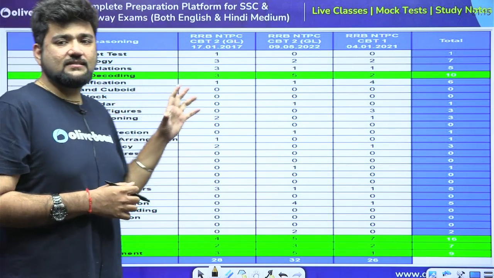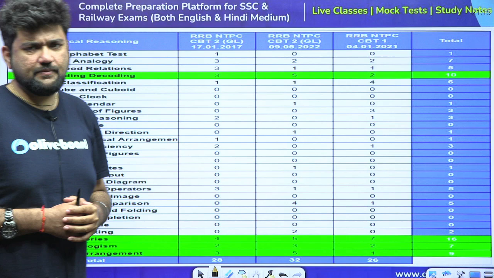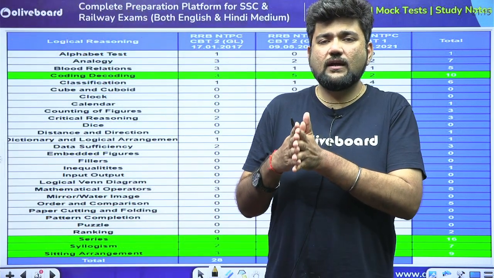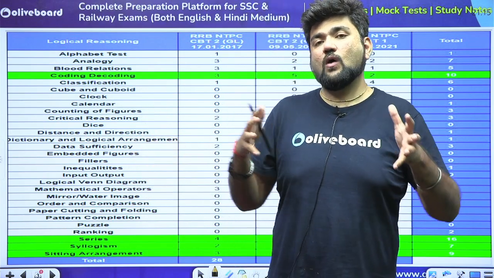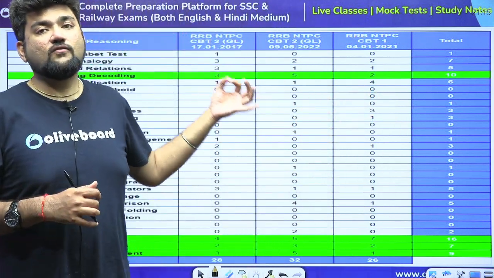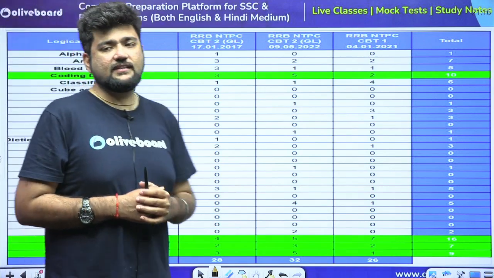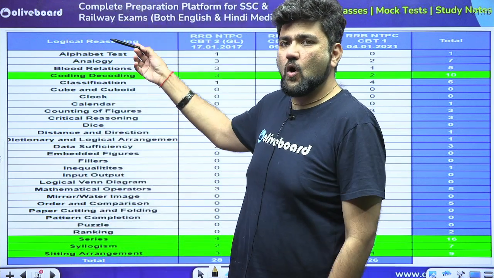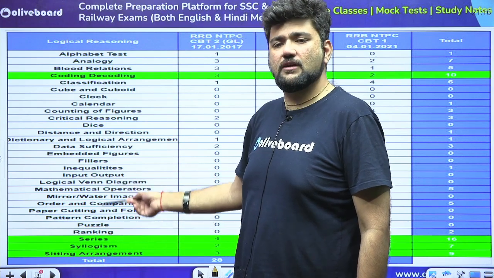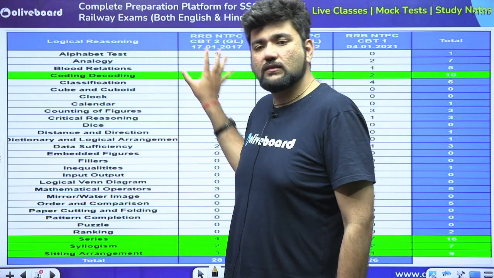So what I have done is, I have analyzed 3 different papers of RRB NTPC at both levels, CBT 1 and CBT 2, so that you can get a complete mixed idea as to how and what happens in these examinations, particularly for the logical reasoning section, right? So if I look at the logical reasoning section, these are all your major topics which are covered in any competitive examination as far as logical reasoning is concerned. Now I'll explain to you what the data says.